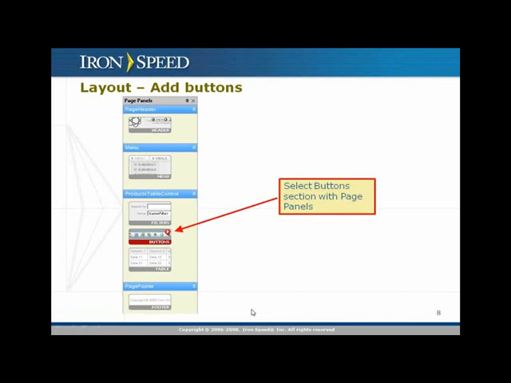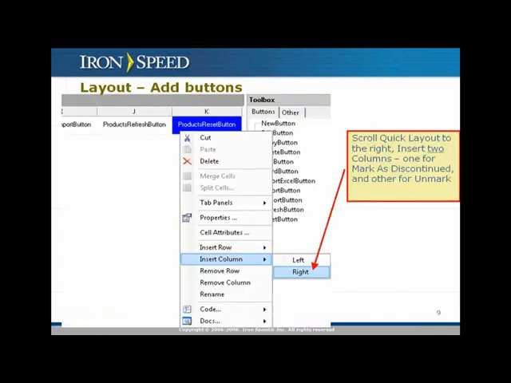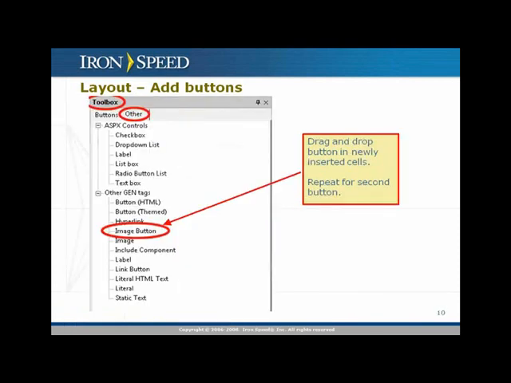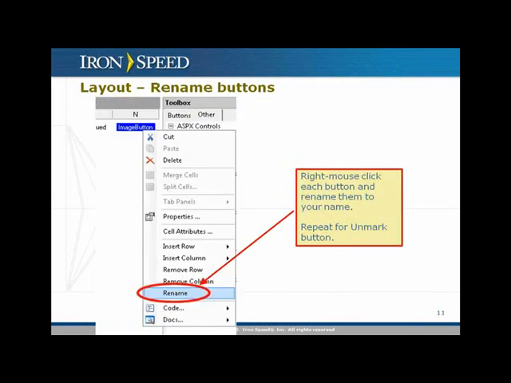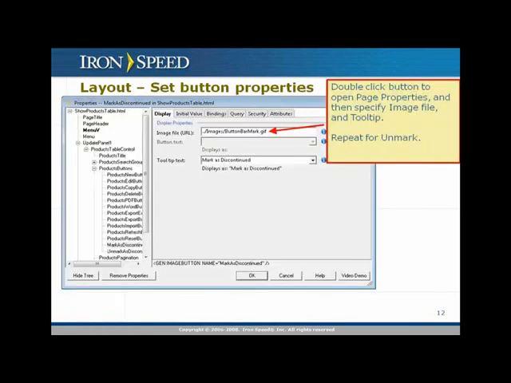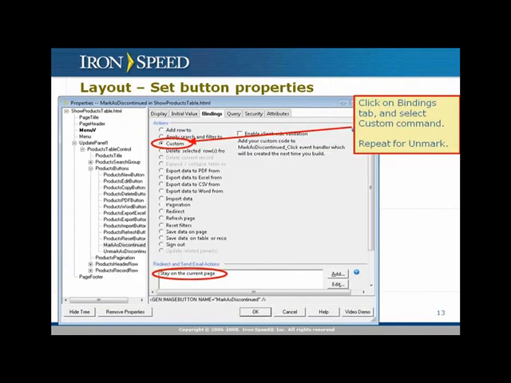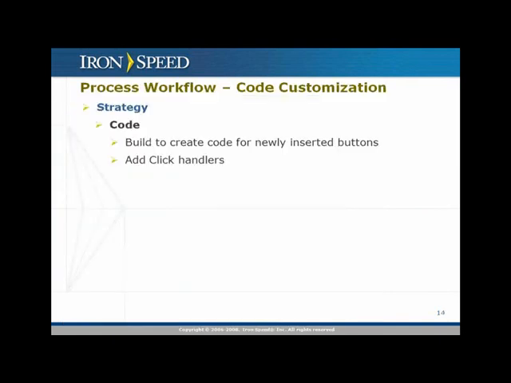So just to summarize, I selected the buttons area, and I then inserted two columns to the right. Then I dragged and dropped the two image buttons, followed by renaming the controls. And then I specified the image for each one of the buttons, mark and unmark, and I specified the bindings with the custom tab. So at this point in time, I'm done with the layout portion of it, and what I need to do is do the code portion of it.